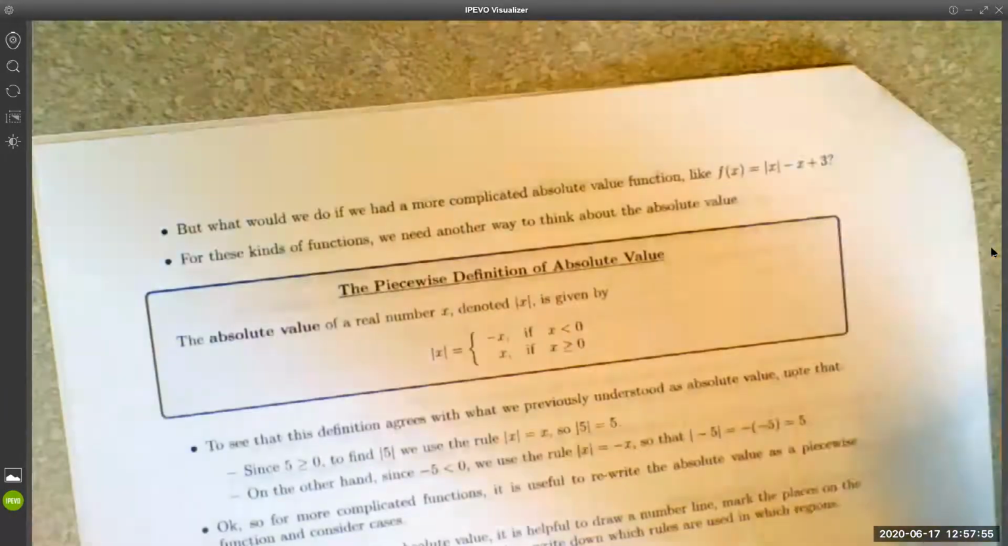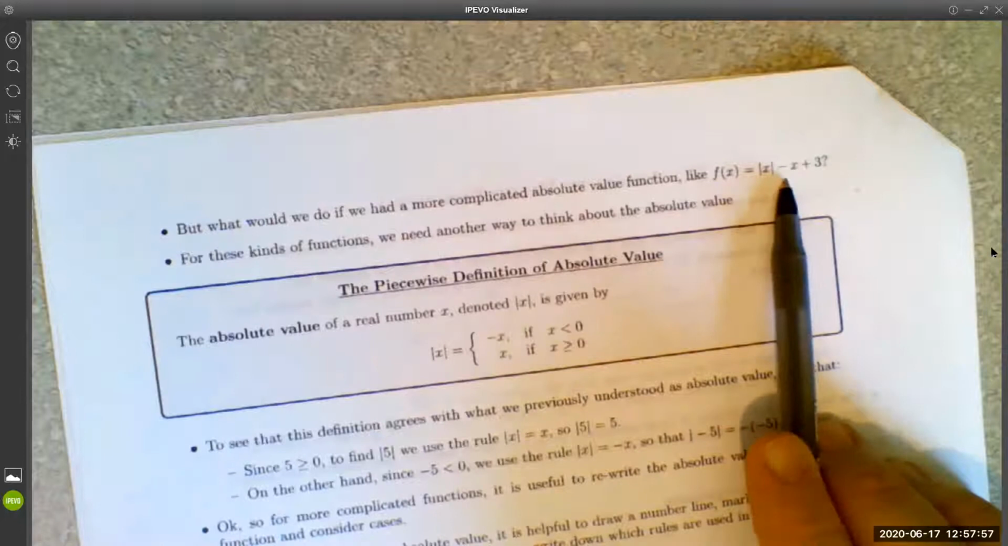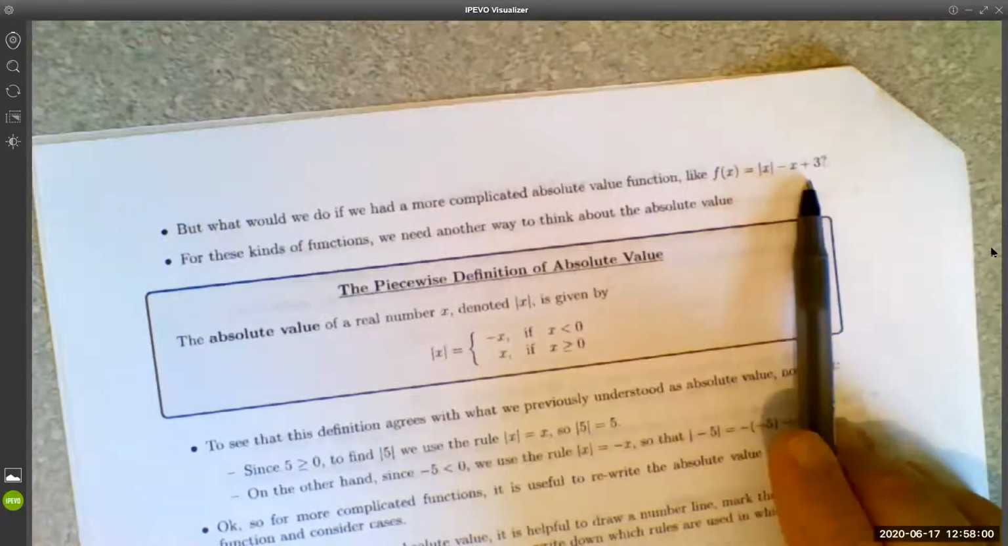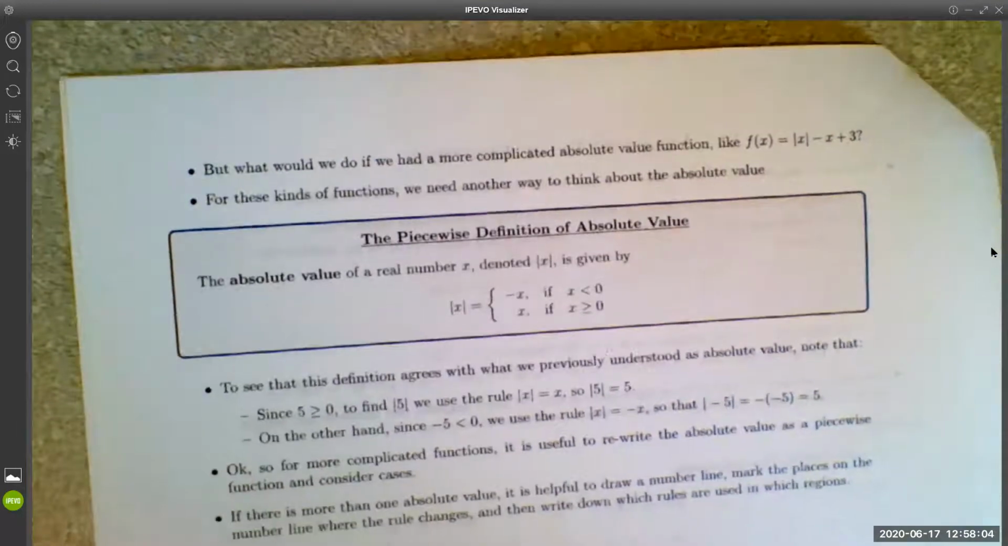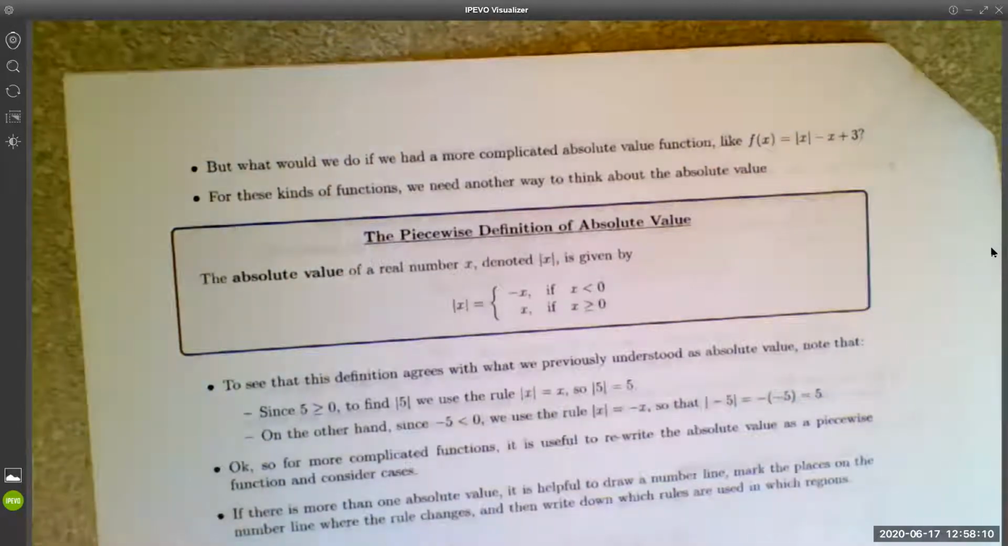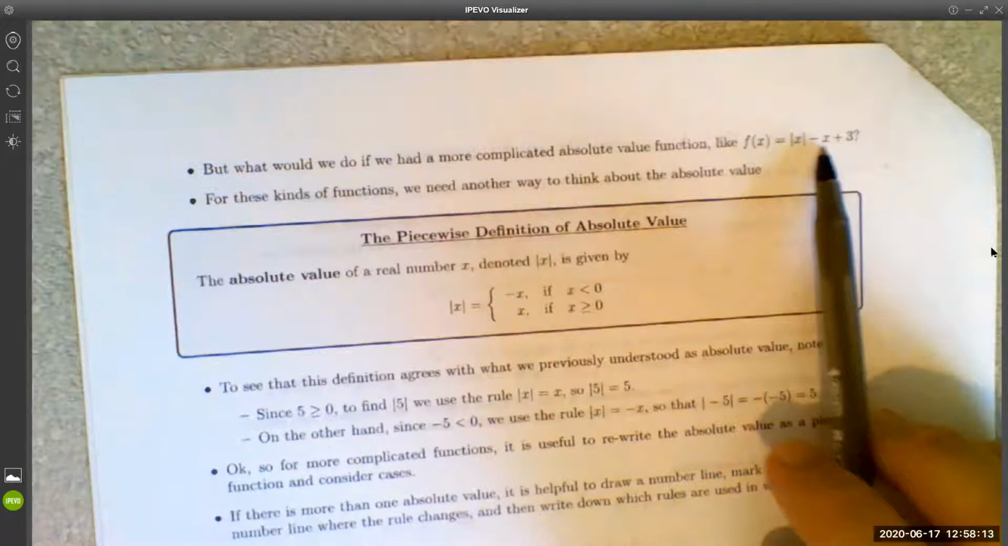Well, for functions like this, when it comes to graphing these or solving equations that look like this, we need to introduce a new way to define the absolute value. So this is another way to think about absolute values that's going to be very helpful for graphing things like this.